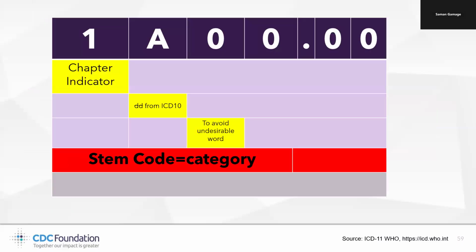So this is the code structure. The first character is the chapter indicator. The second character is essentially a letter, an alpha character, to differentiate from ICD-10. And the third character is essentially a number to avoid undesirable word spelling or pronunciation.